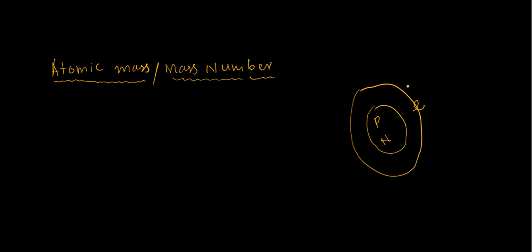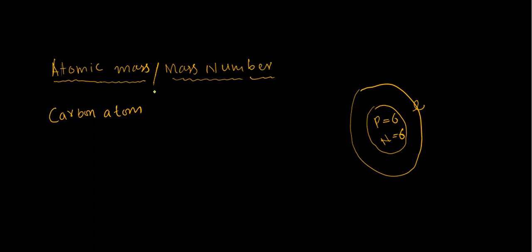In my previous lecture, I have taken the example of carbon atom. Here we also take the example of carbon atom. In the nucleus, carbon contains 6 protons and 6 neutrons.